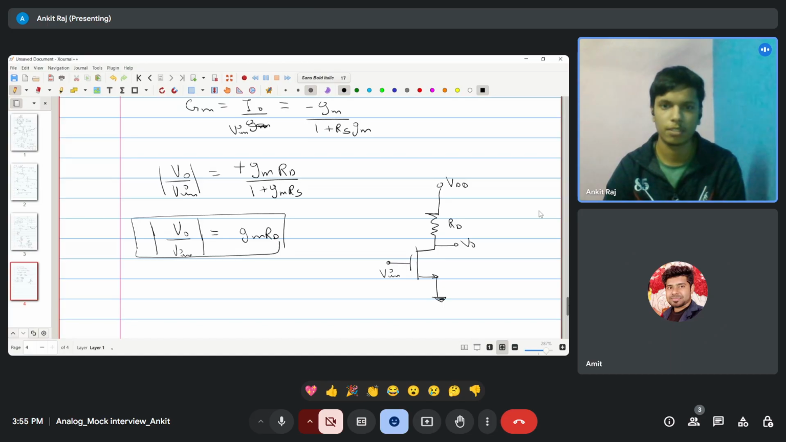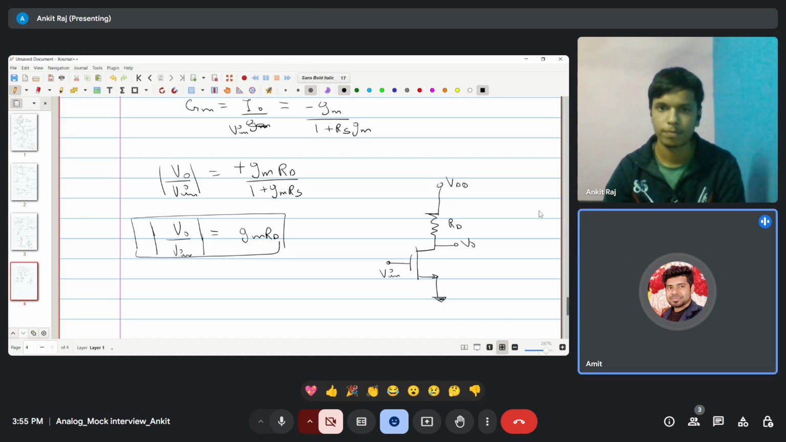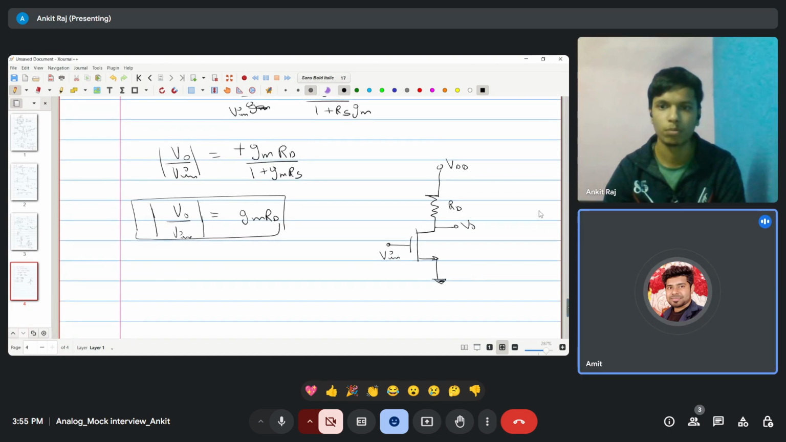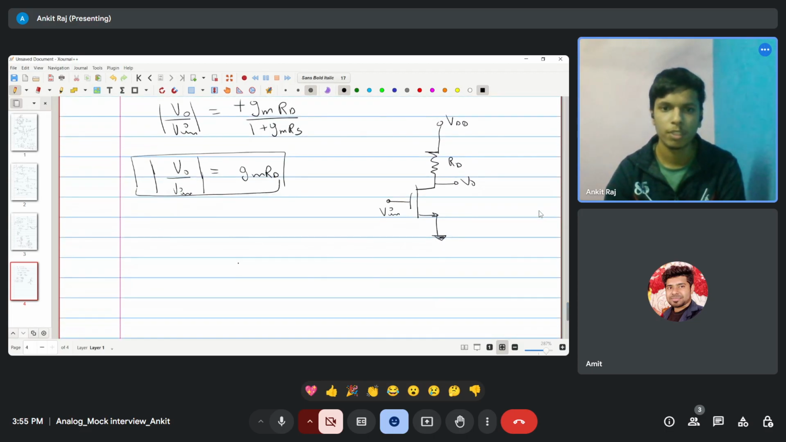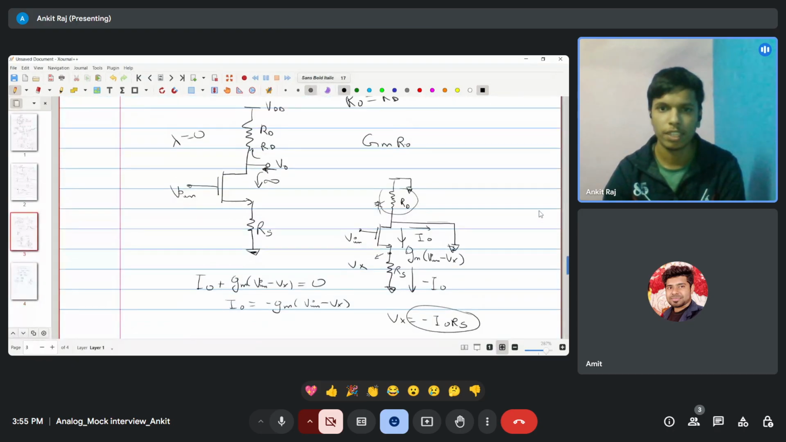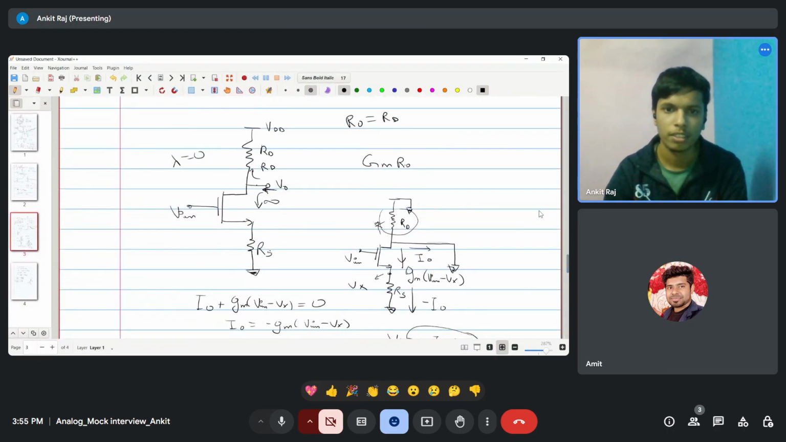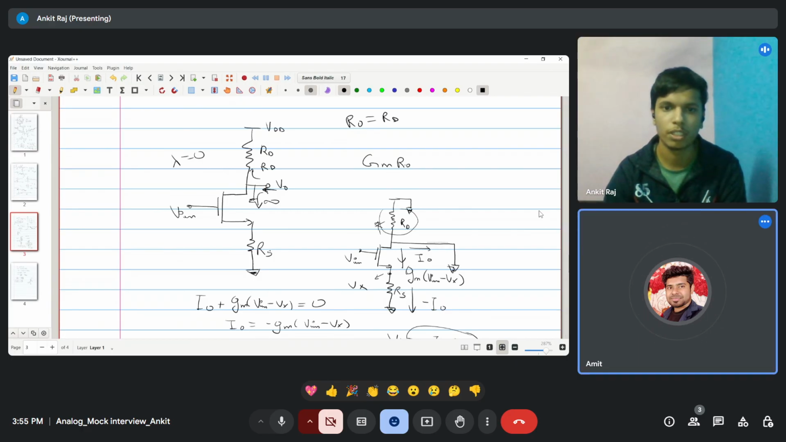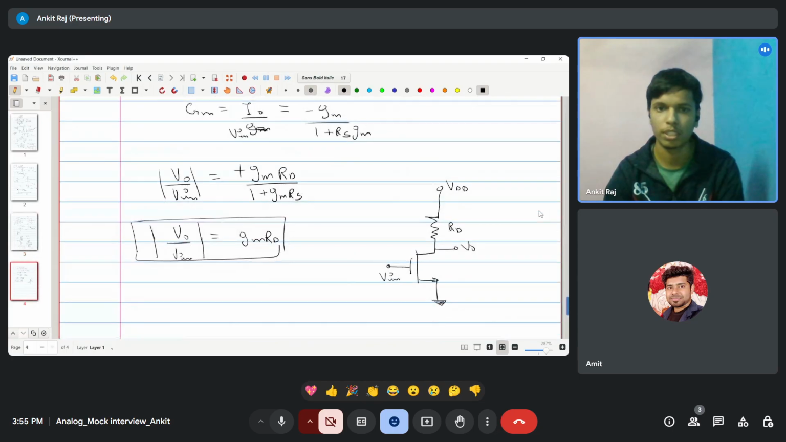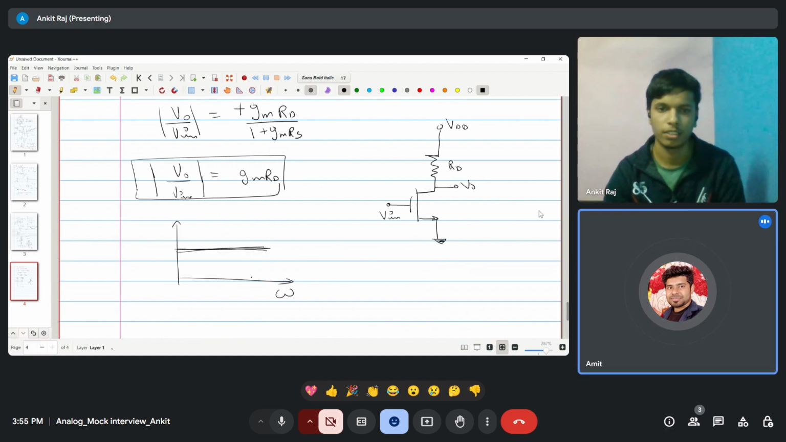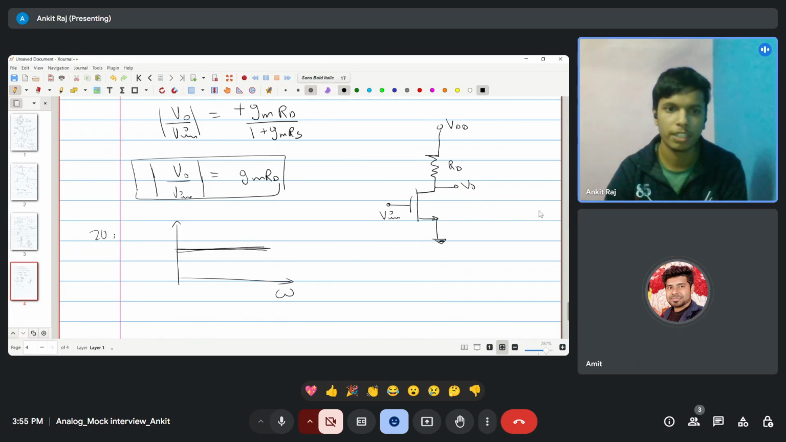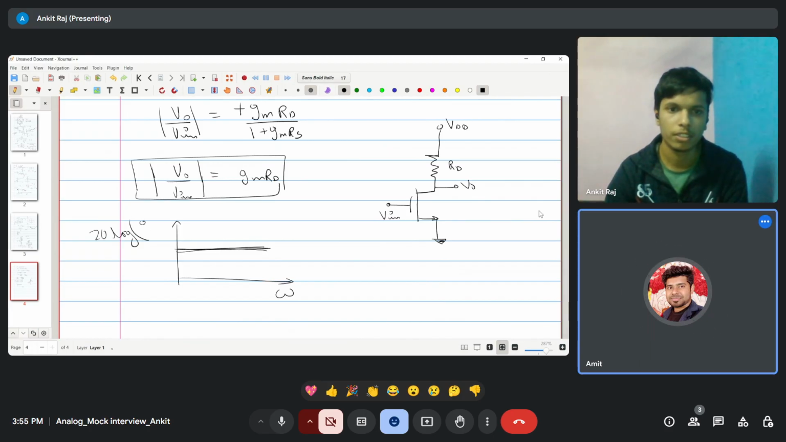Acha, now make a Bode plot of this source degeneration circuit. What will be the Bode plot? If I consider there is no parasitic capacitor, nothing, I just want a Bode plot of this circuit. So it will be constant. If omega changes, this gain will remain constant. What is the value of this? I am saying Bode plot, 20 log, mark everything in the graph.